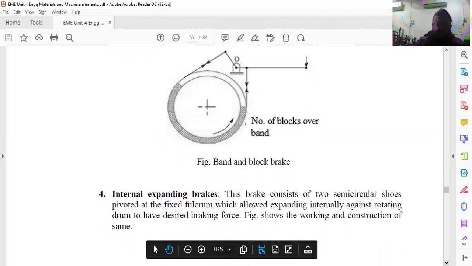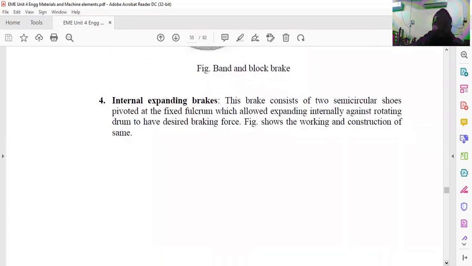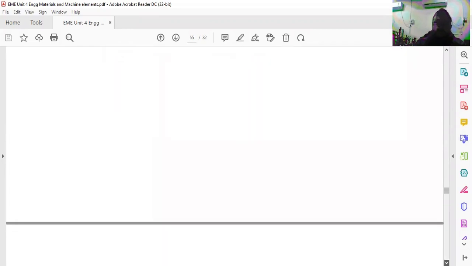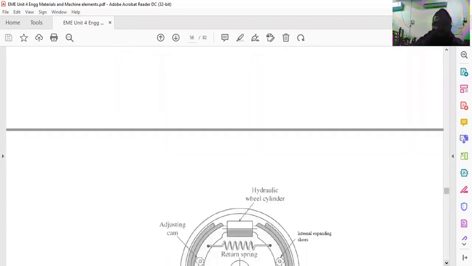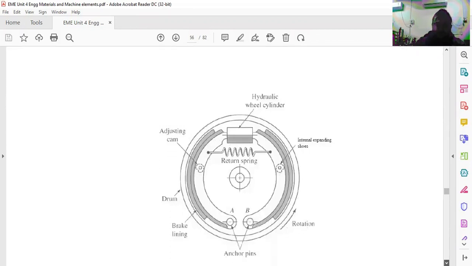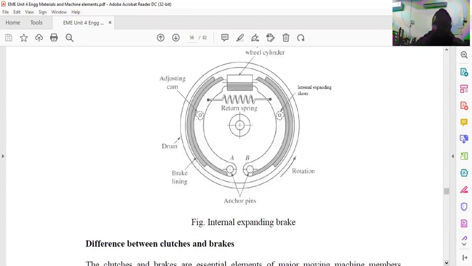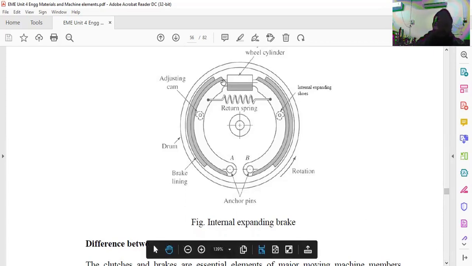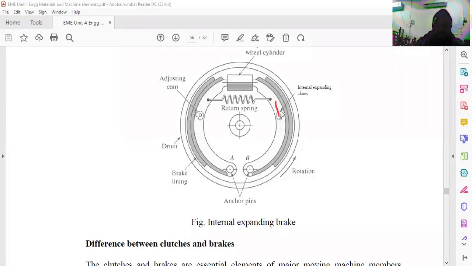And you can see here the internal expanding brake, similar to a centrifugal clutch, where by means of the rotating drum and spring action, these internal expanding brakes are widely used in automobiles. Here the return spring, adjusting cam and drum are there, and brake lining is there in between these two. This is the internal expanding shoe, the brake lining is also there, and this is the rotating drum, and this wheel is fitted inside the rotating drum.